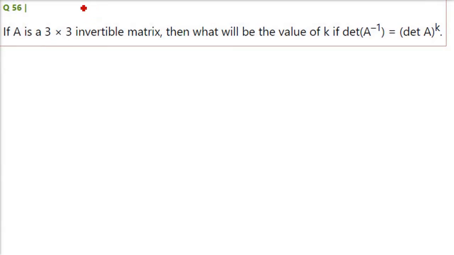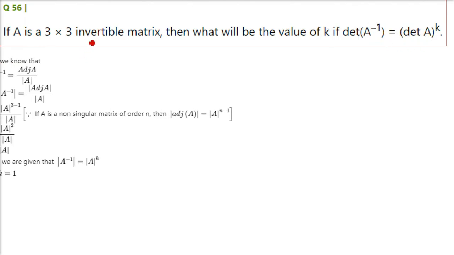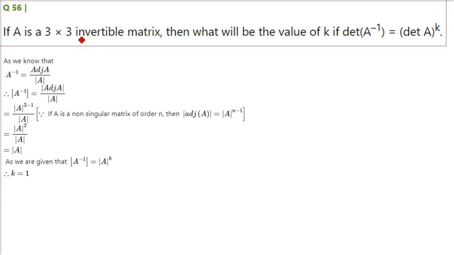If A is a 3 by 3 invertible matrix, then what will be the value of K, where determinant of A inverse is equal to determinant of A raised to the K? Inverse and adjoint we are going to take up in the next discussion, because we have not discussed this yet. But I already told you one thing, A inverse is adjoint of A divided by the determinant of A. So when you try to find the determinant of A inverse, let us apply the determinant on the right hand side also.